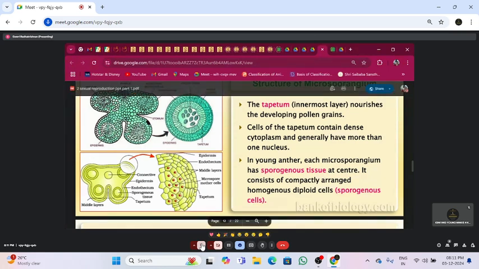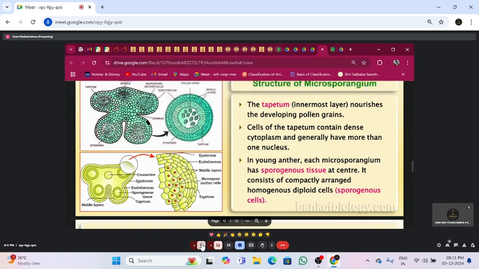Like this. This is the tapetum layer. You can see at the bottom in the diagram, this is the tapetum. It is dense, I mean, there is no gap. You can see that it's dense with cytoplasm and it has more than one nucleus.